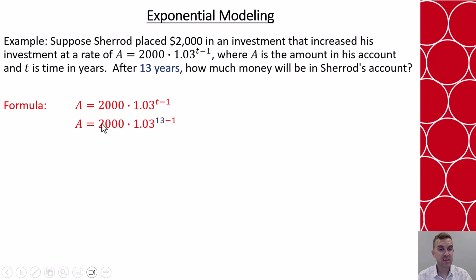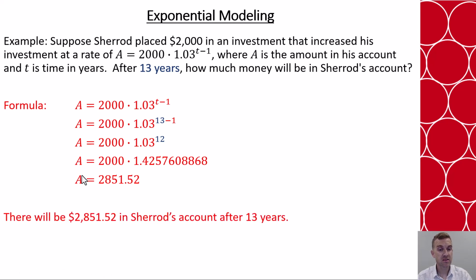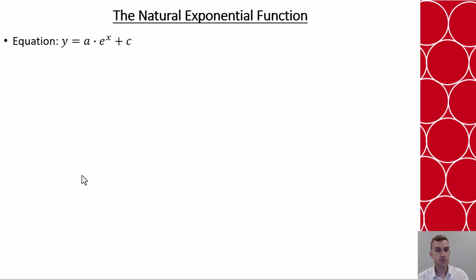So now we can simplify our expression here to get the total amount in the account. So 13 minus 1 is 12, so I'm going to raise this to the 12th, then multiply by 2,000, following our order of operations. And that will give me about $2,851.52. That's what will be in the account after 13 years. So in other words, it gained about $851 in 13 years.